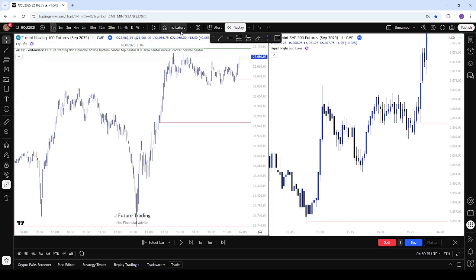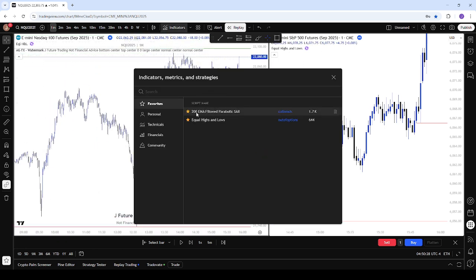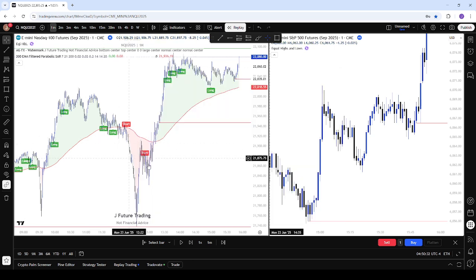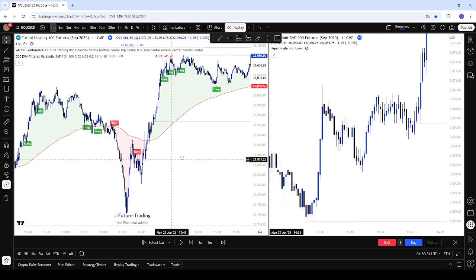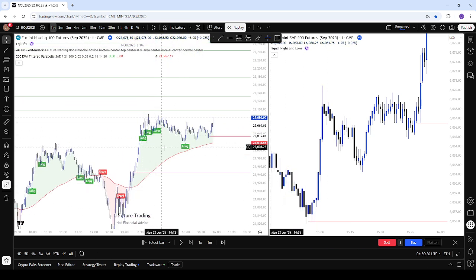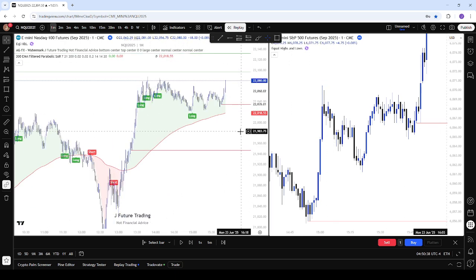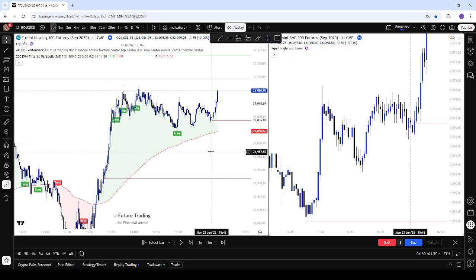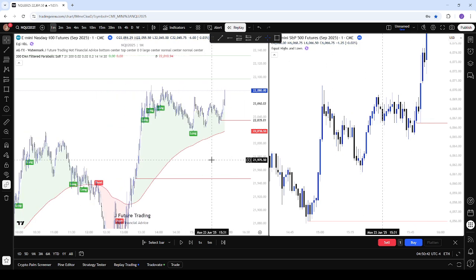So there's another way that you can check without having to look at it like that. You got this indicator here, 200 EMA filtered parabolic SAR. You enable this, and this will show you where you are. So currently on this point of the market, we are in premium. So taking longs are a little bit more risky at this point.